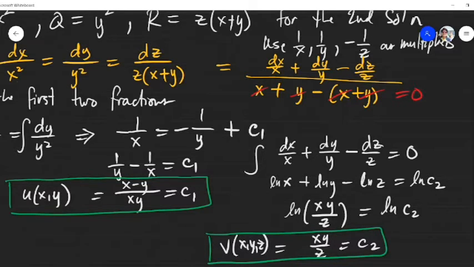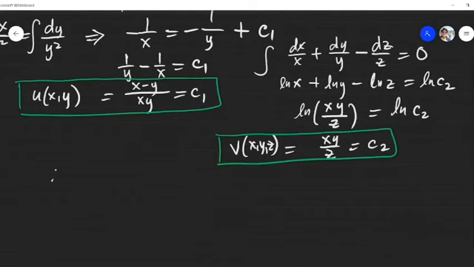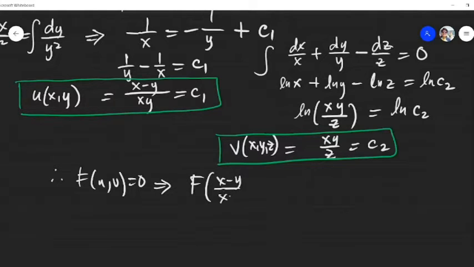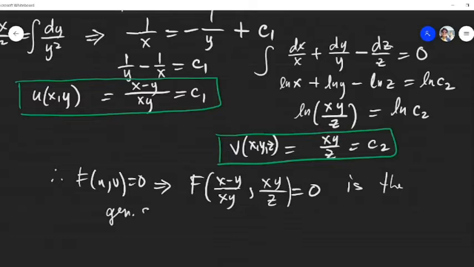Okay, and we have our conclusion. So therefore, f of u, v, which is equal to 0, is equal to f of x plus y and xy over z. And this is equal to 0. And this is the general solution for the given partial differential equation in the Lagrange form.